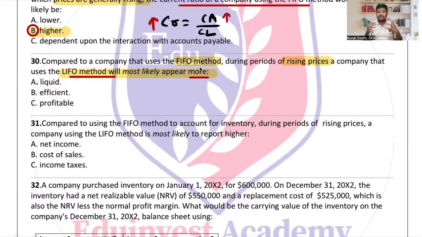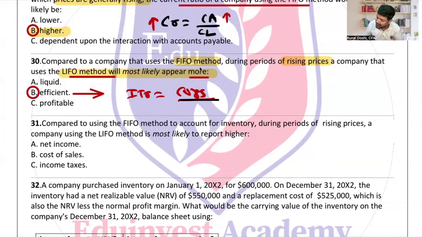Liquidity: see, for LIFO companies, cost of goods sold is higher and ending inventory is low. So its liquidity ratio, you can think of liquidity ratio as the current ratio, which we just saw, will also be low. But it will appear more efficient because of the inventory turnover ratio, which is cost of goods sold over inventory. Now, what happens here? LIFO companies' COGS is higher, ending inventory is low. So the ratio looks good.